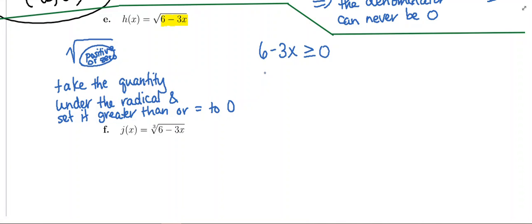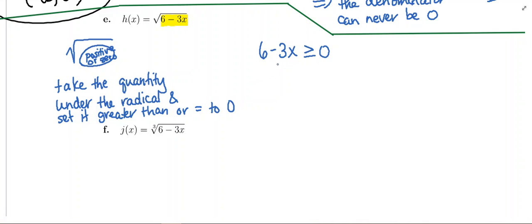Once we solve this inequality, this will give us the domain of this particular function. It is definitely a different process than finding the domain of a function that involves a fraction. So let's go ahead and solve this inequality. This is a linear inequality. Inequality just means that you've got one of the inequality symbols: greater than or equal to, less than or equal to, greater than, or less than.